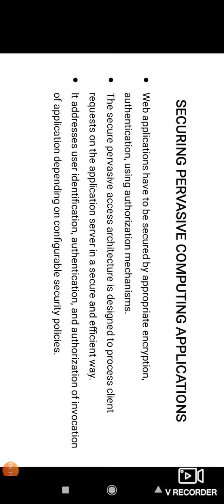Next one is securing pervasive computing applications. Here, using some mechanisms like encryption, authentication and authorization, the web application provides some security to the pervasive devices. Okay, so let's take one example for this securing pervasive computing applications.